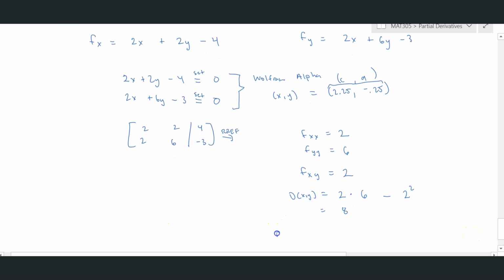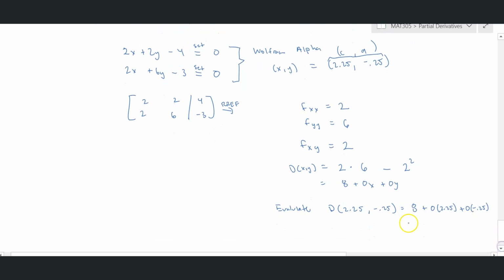So now if I evaluate D of my critical point, 2.25, -0.25, it's like plugging that in. But note that we don't have any x's and we don't have any y's. So it's as if we have 8 plus 0x plus 0y. And I'll just write that there so you feel like you're plugging something in, which you are. It's just that they're having 0 contribution to the output. The D value in this case is always equal to 8.